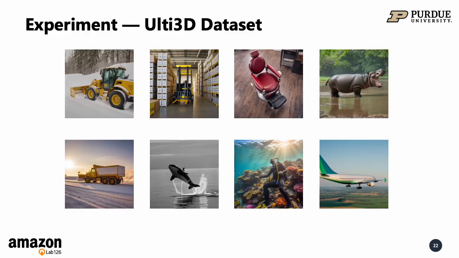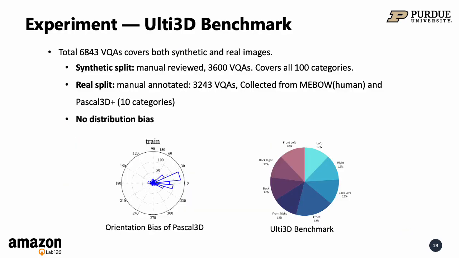Here are some example images from our Ultimate 3D dataset. The images maintain both accurate camera object relations and photorealistic quality. Each image has corresponding VQA pairs about the object's orientation, camera viewpoint, and camera shot type. For evaluation, we created the Ultimate 3D benchmark with a total of about 6,843 VQA pairs without distribution bias.